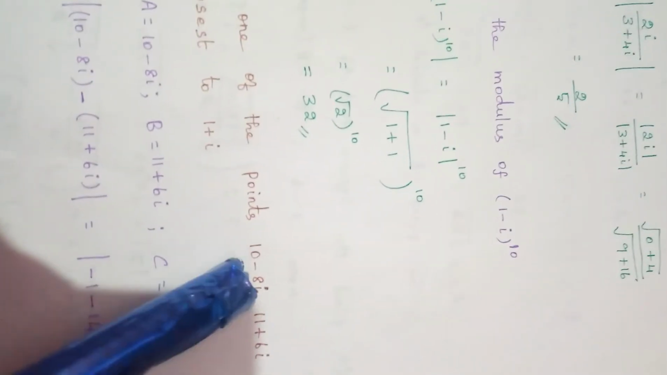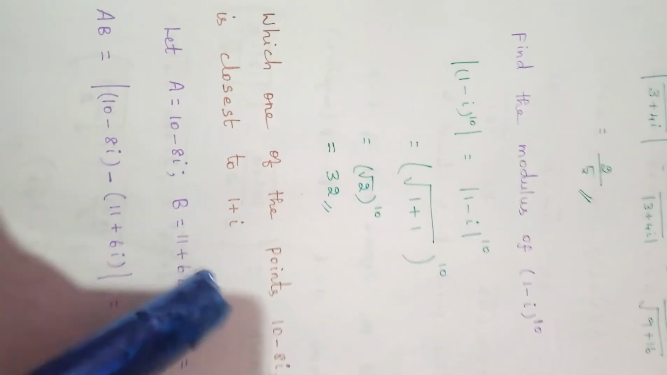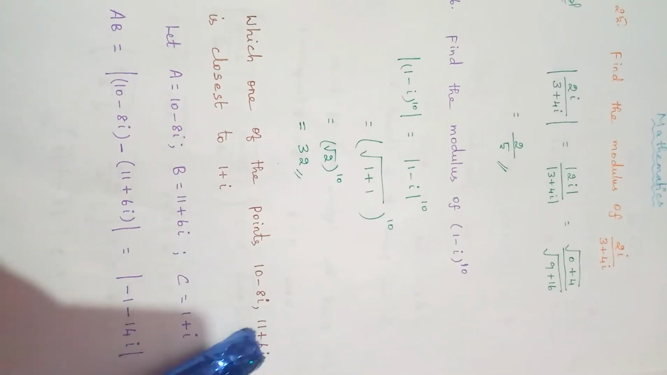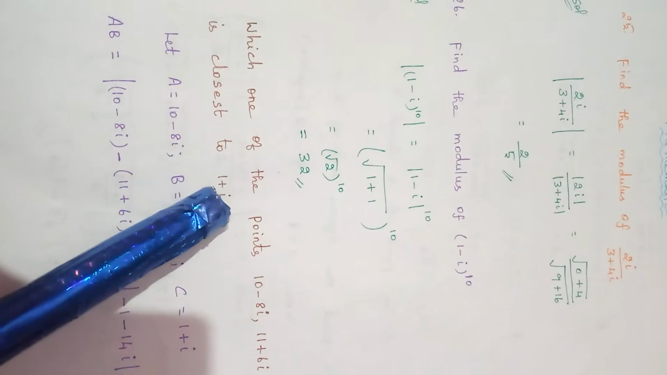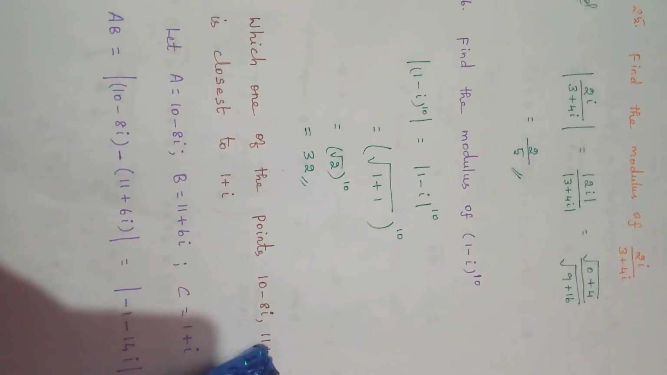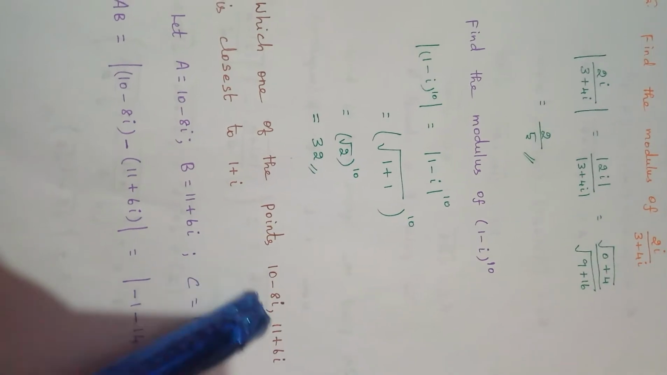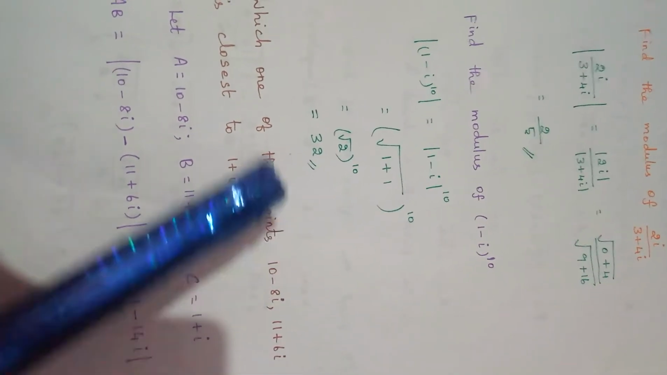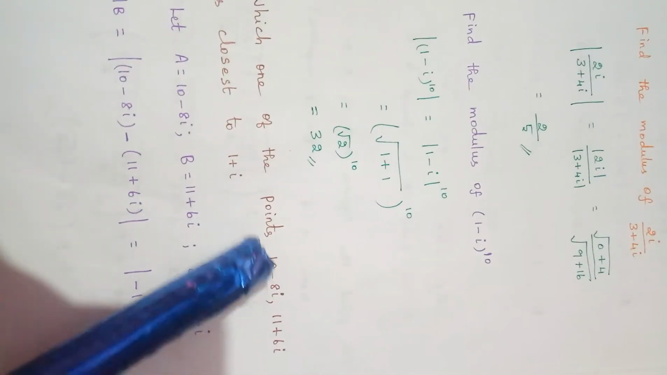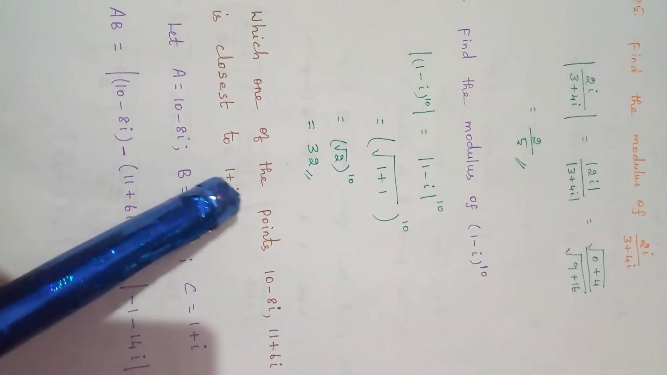Now this sum: which one of the points 10 minus 8i, 11 plus 6i is closest to 1 plus i? Or the question is, which of these two points is closest to this? Again, they are talking about points. We can say a complex number is a point as well. 10 comma minus 8. We can write this complex number 10 minus 8i in short form as 10 comma minus 8, which can be called a point. So what we have to verify is which of these two points is closest to 1 plus i.